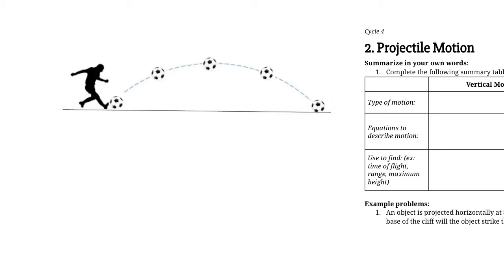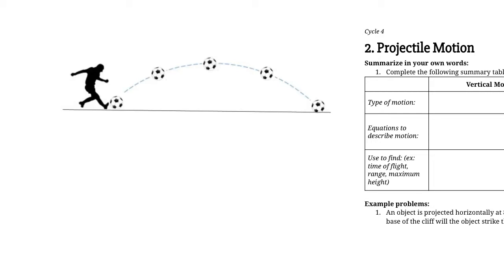So here we're going to look at how to solve some projectile motion problems. First of all, what is projectile motion? Well, a projectile is any object that is just subject to gravity as it moves through the air. So for example, in this image, this person kicks a soccer ball, and while the soccer ball is in the air, it follows this path, and that is called projectile motion.